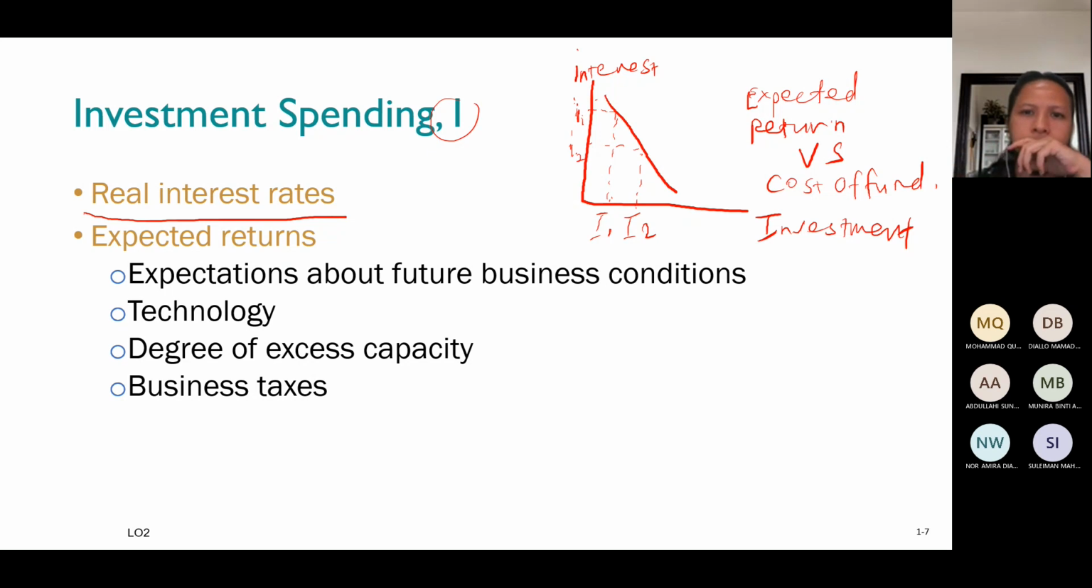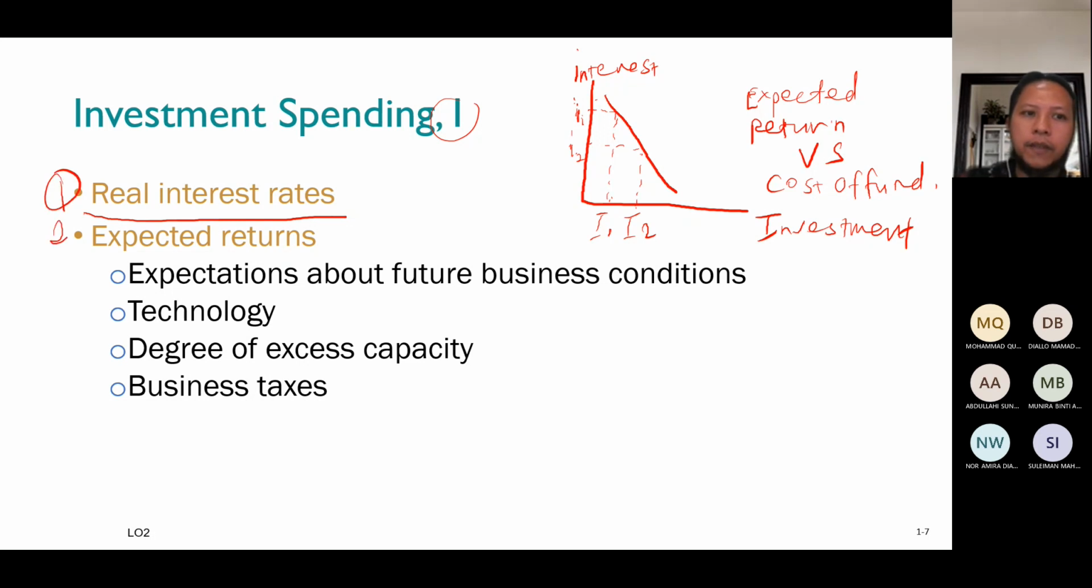And this also would basically influence aggregate demand. Okay, so the higher the investment, the higher the aggregate demand in the economy. Okay, so that's factor number one, in terms of real interest rate.